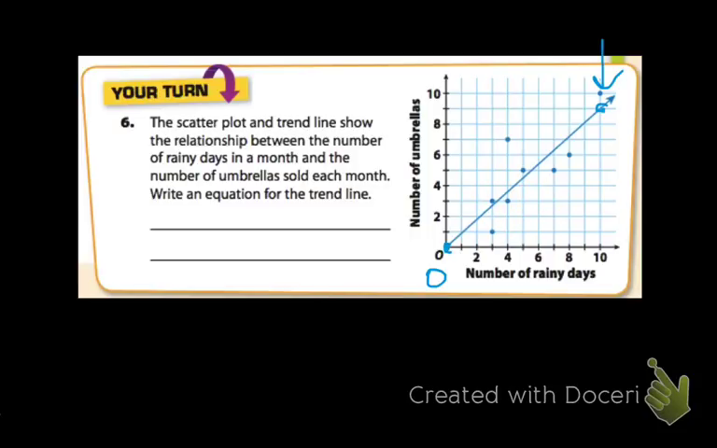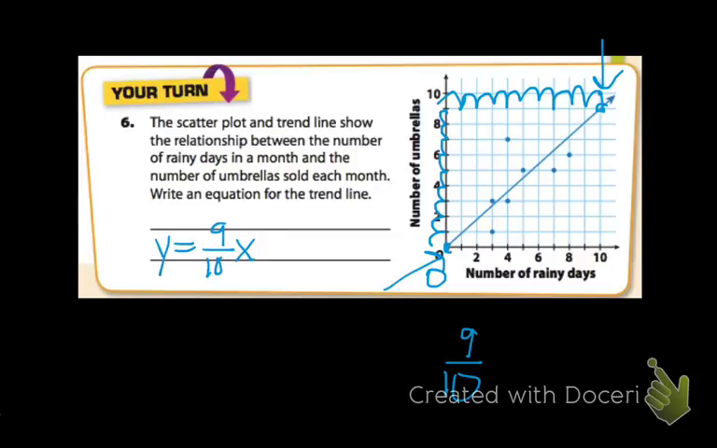My rise does appear to be counting by ones. So 1, 2, 3, 4, 5, 6, 7, 8, 9 appears to be on that line. So I'm going to have 9 over, and my run is also counting by 1. 1, 2, 3, 4, 5, 6, 7, 8, 9, 10. So my slope in this situation is 9 over 10. So I'm going to put that there with my x. And my y-intercept, like we just said, my line crosses the y-axis at 0, so I'm going to put a plus 0.